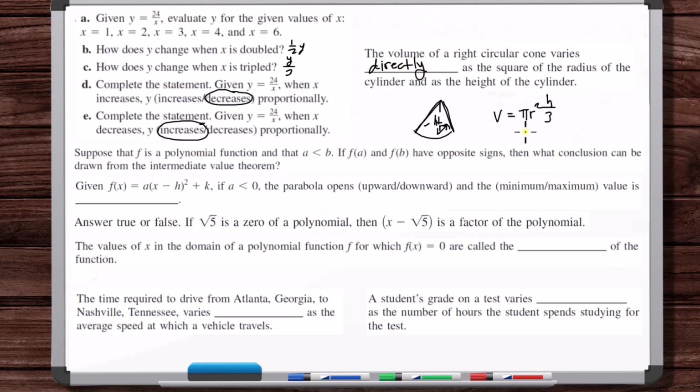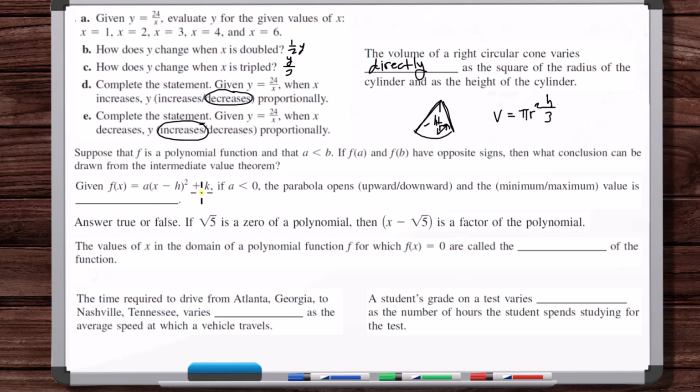Varies directly. Suppose that f is a polynomial function and that a is less than b. If f of a and f of b have opposite signs, then what conclusion can be drawn from the intermediate value theorem? Well, that means that there's a 0 between a and b. Somewhere between a and b, there's a 0 of the polynomial.